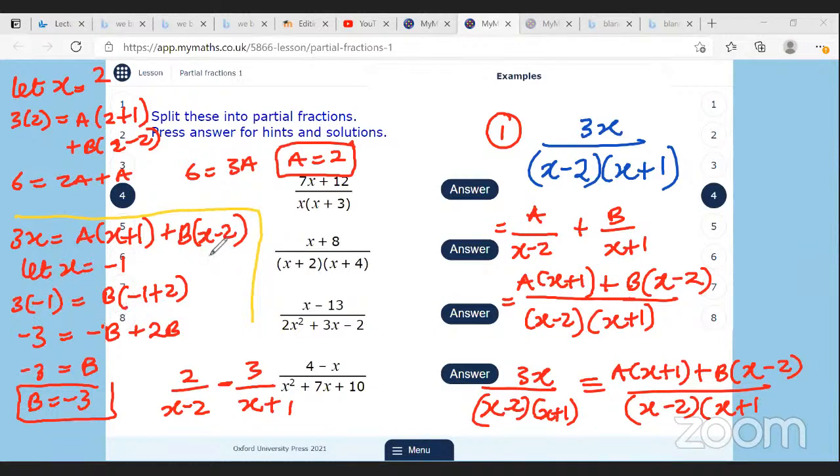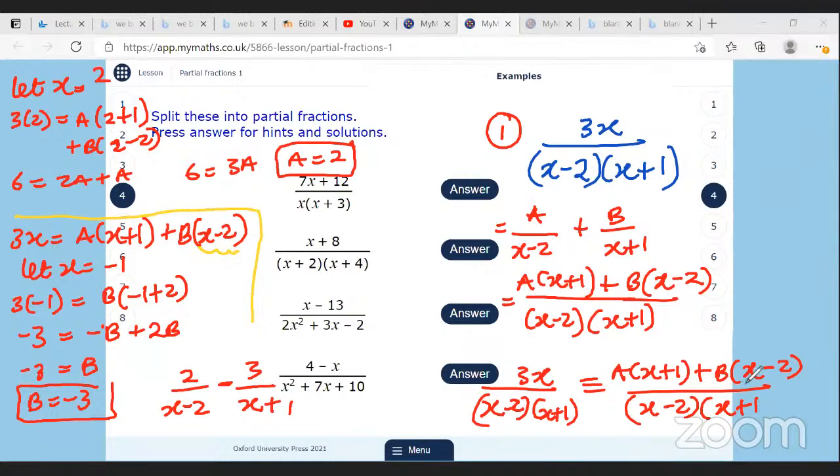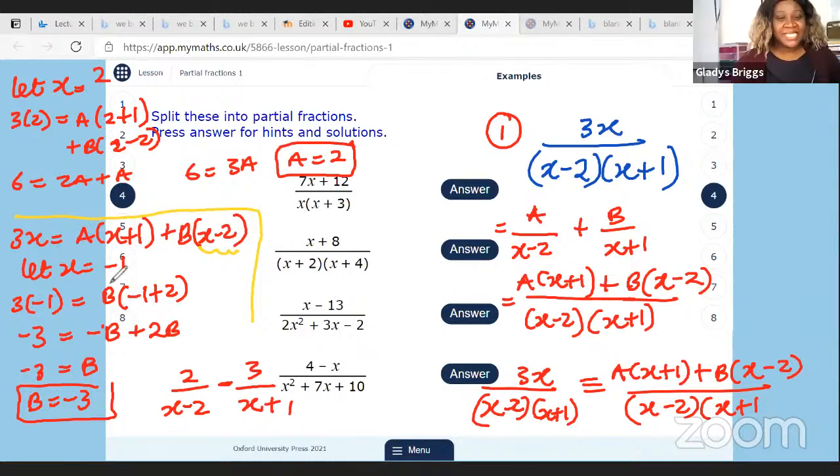But it is x -2. Here. No, it's x -2. x minus 2, yeah. And under you wrote -1 +2. Yeah, because x is equal to -1. And it should be -2, yeah.